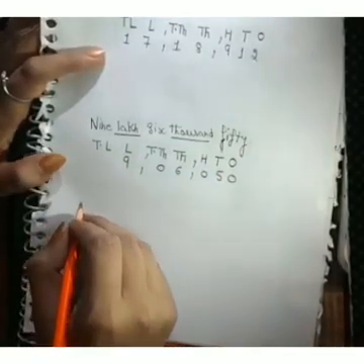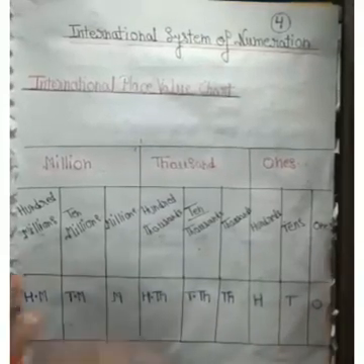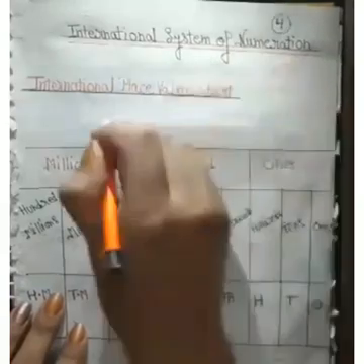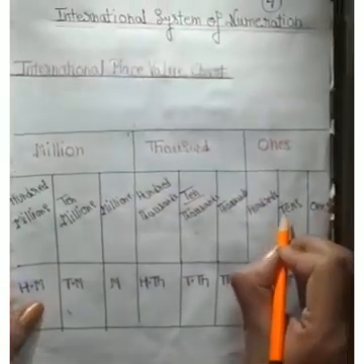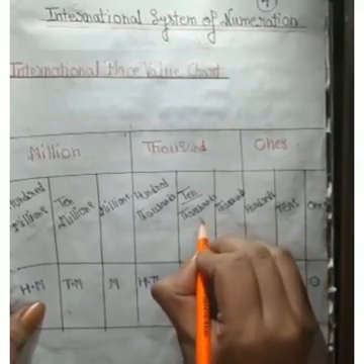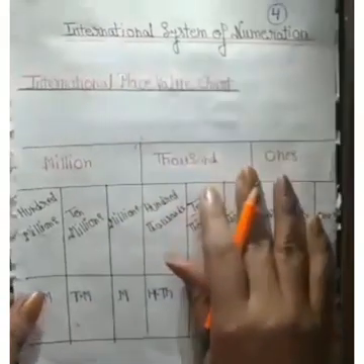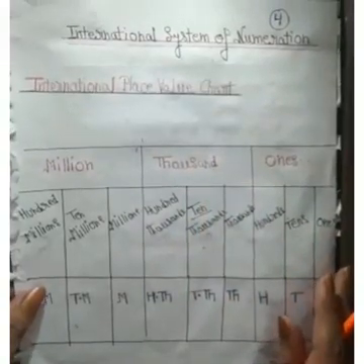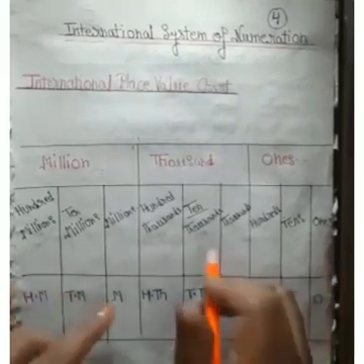So this is all about the Indian system of numeration. Let's come to the next topic, that is the international system of numeration. Here we have the international place value chart. Let's have a look. Ones, tens, hundreds, thousands, 10,000s. Students, up to 10,000 the international place value chart and the Indian place value chart are the same. There is no difference between them up to 10,000.